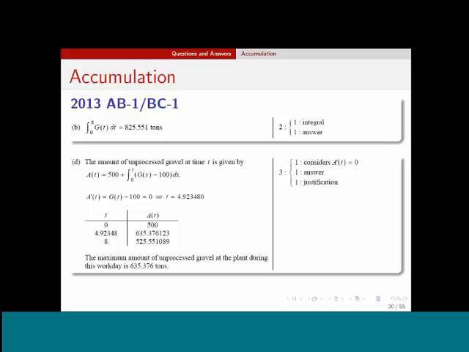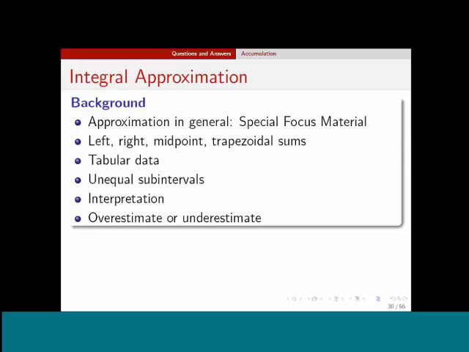So 1 point for the answer, 1 point for the justification. What's the justification in this sort of an answer on the left-hand side? Well, the justification would be that table. I looked at those 3 values, and I was able to pick out the maximum out of those 3 values of A of t. I think this is a very good problem that illustrates this idea of accumulation.